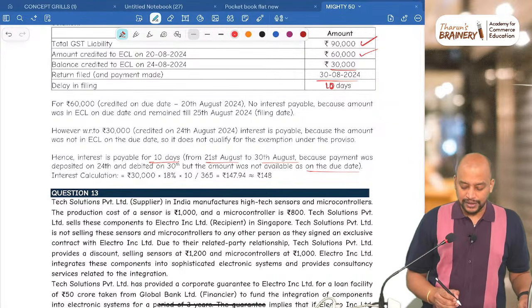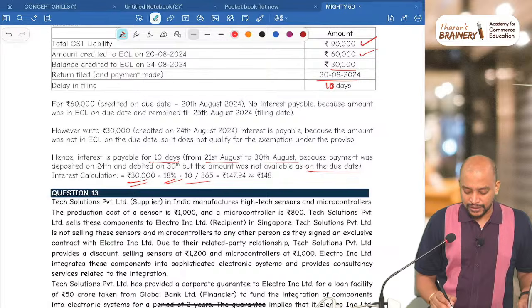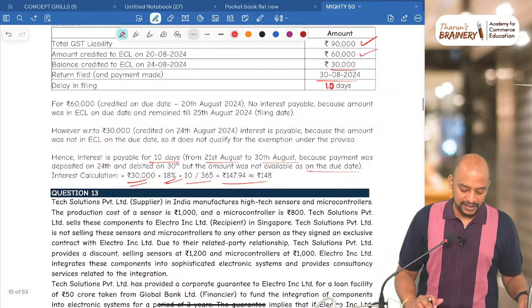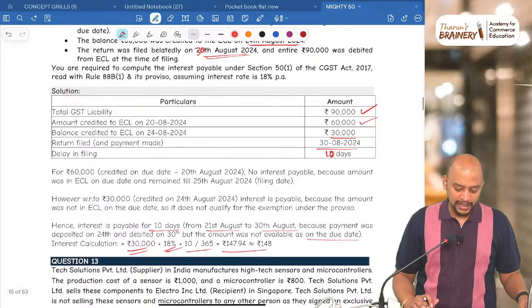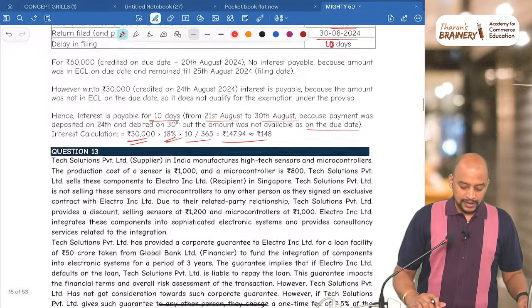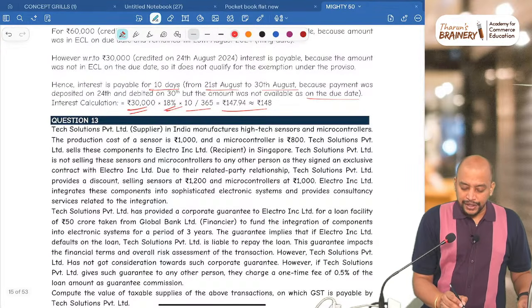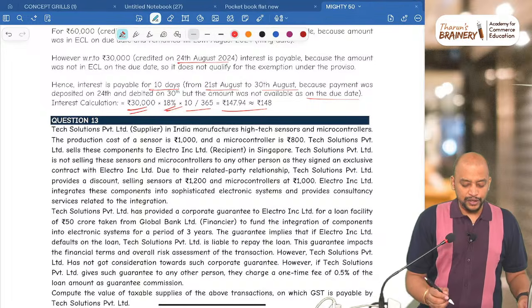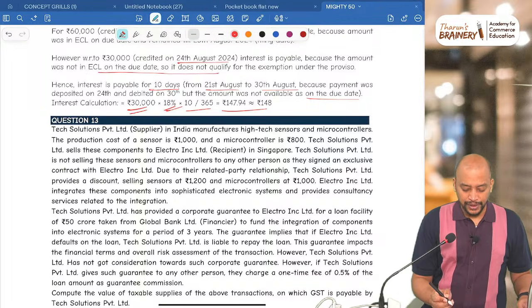So the interest calculation will be 30,000 into 18% into 10 by 365. 148 rupees will be taken as the interest payable in this case. So remember, it's not for 4 days. We need to compute the interest for 10 days. Okay. And next. So even though it got credited on 24th August, interest is payable because it was not there as on the due date.